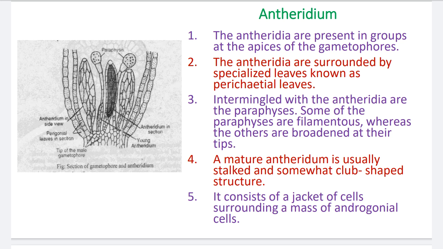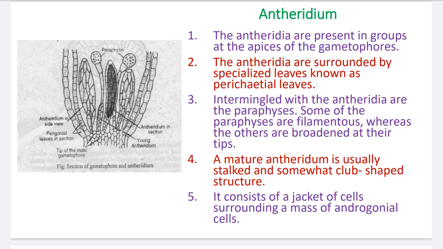Then see point number 1. The antheridia are present in groups. They do not develop individually or singly. They develop in groups at the apices of the gametophores, at the tip of the gametophytic plant body. Number 2. The antheridia are surrounded by specialized leaves known as perichaetial leaves. Perichaetial leaves surround the antheridia, so it looks like a small flower bud like structure.